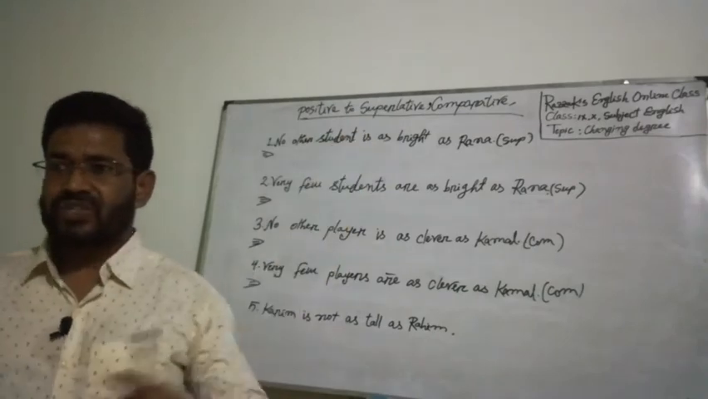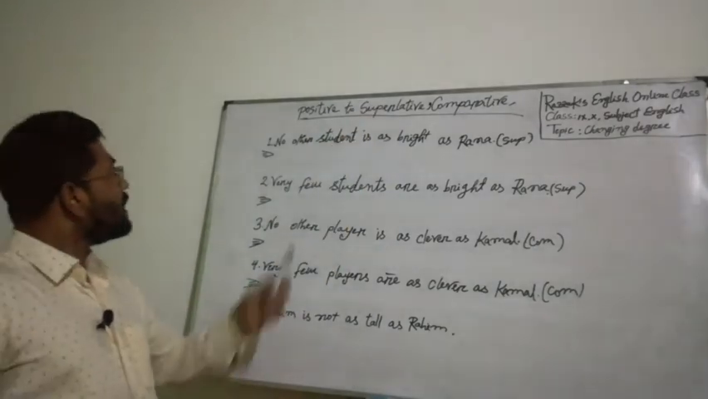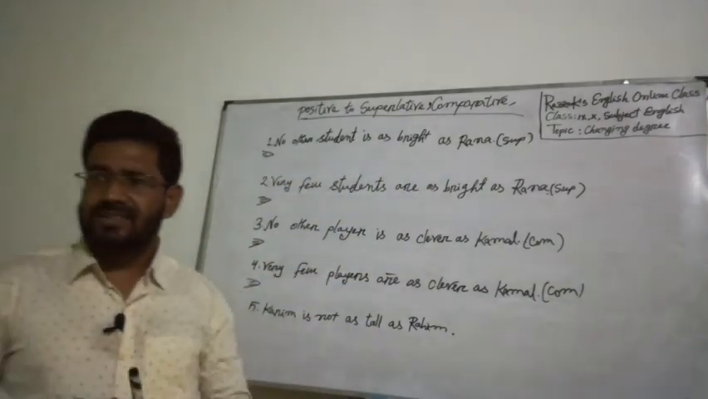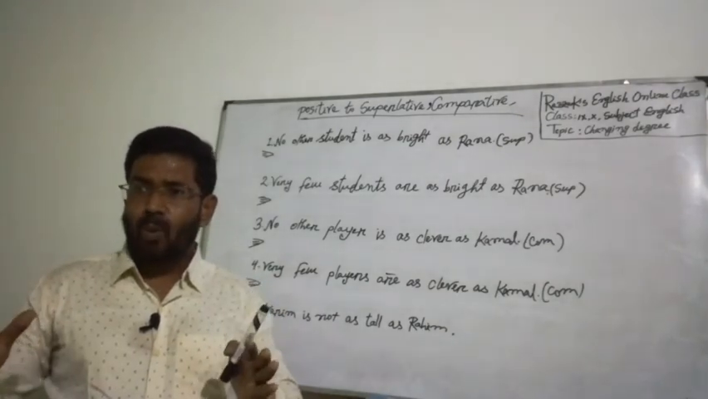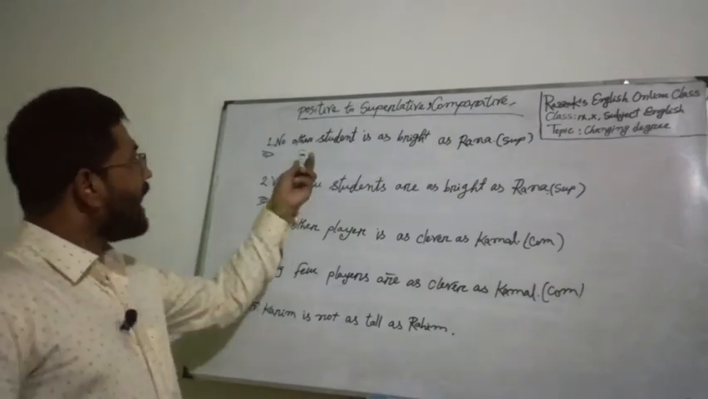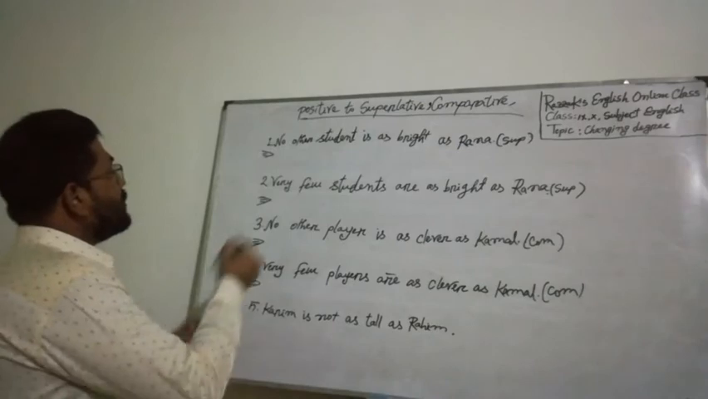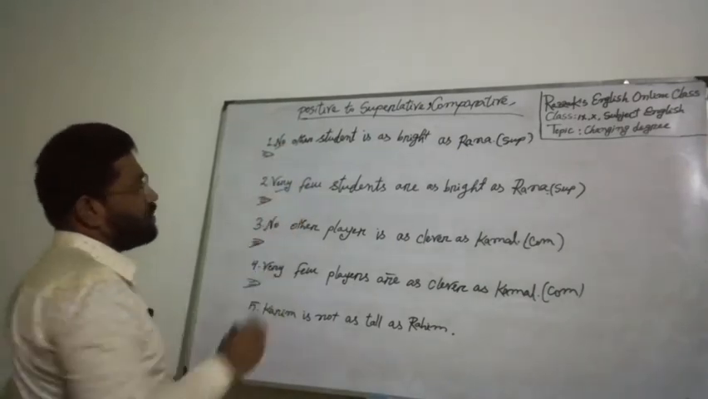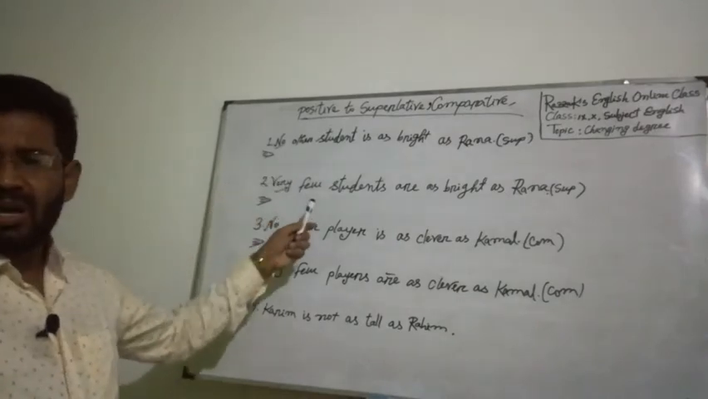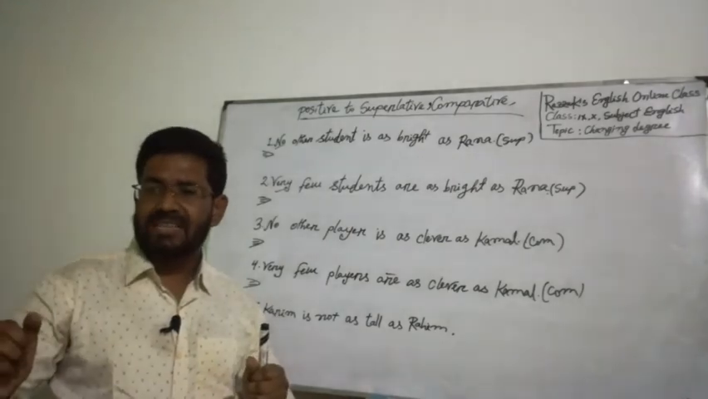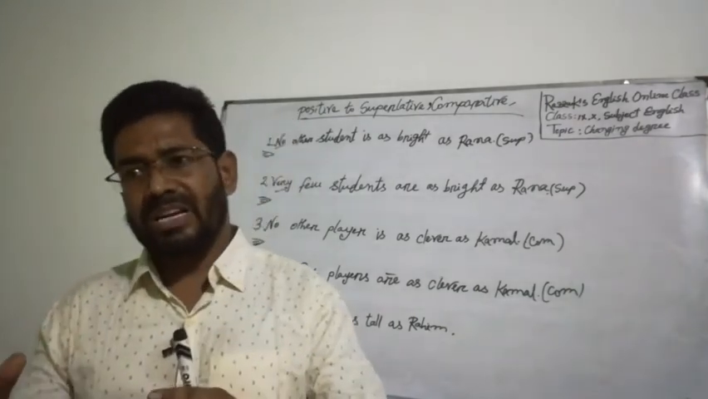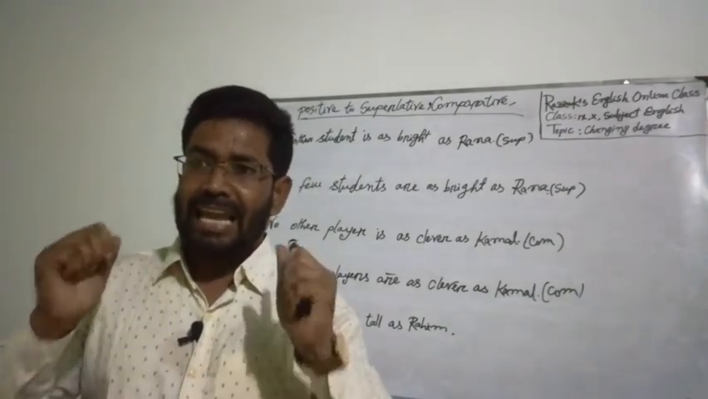Dear students, let's start. Number 1, no other student is as bright as Rana. Can anyone tell me what kind of sentence it is? Yes, it's a negative sentence. No other, very few. These words, no other and very few, denote negative sense. So when you make positive degree from superlative or comparative degree, you also make a negative sentence.